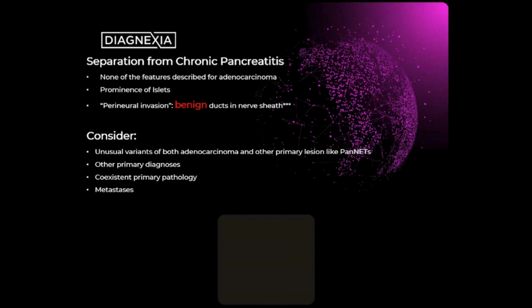Remember, other primary diagnoses other than adenocarcinoma occur, right? And then two pathologies. So you can get a pancreatic adenocarcinoma and a pancreatic neuroendocrine tumor. You can get chronic pancreatitis, and you can also get adenocarcinoma. So you can get coexistence of multiple pathologies. Don't get cornered into one diagnosis.